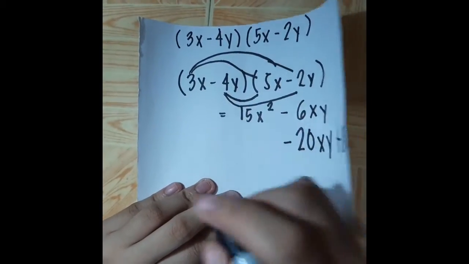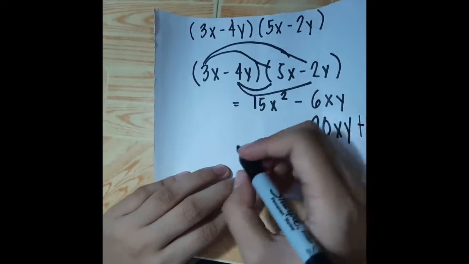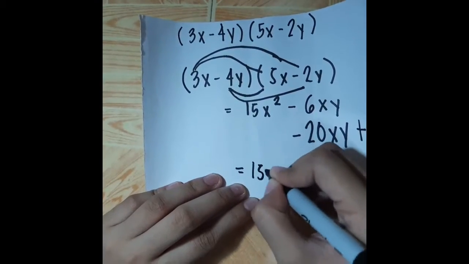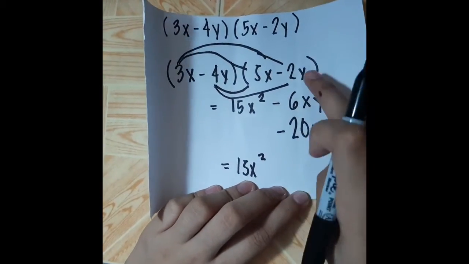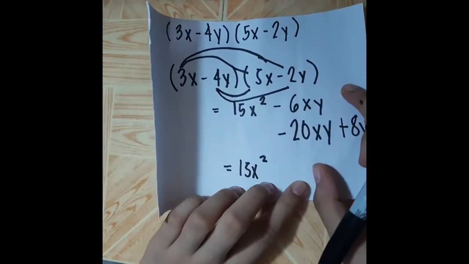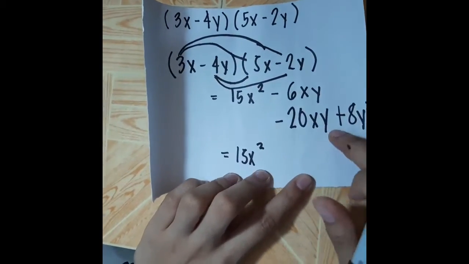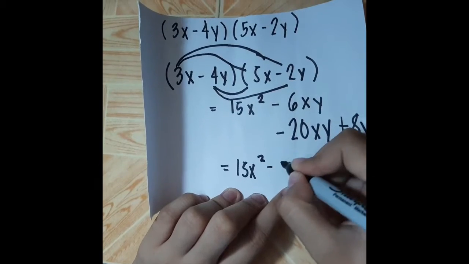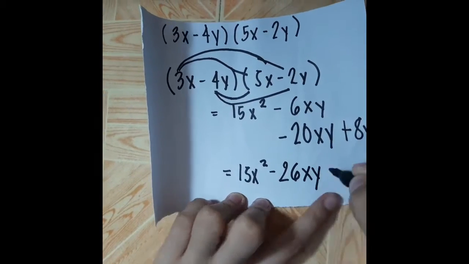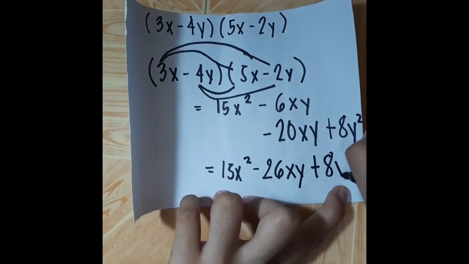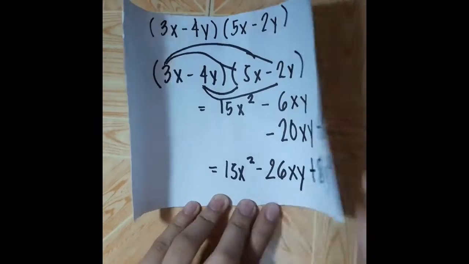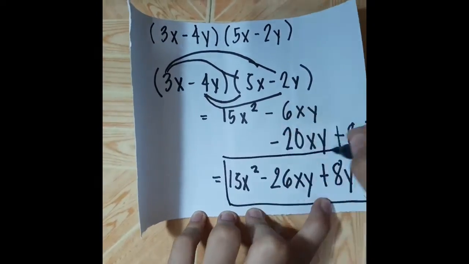Step 2, combine like terms. 15x squared plus negative 6xy plus negative 20xy equals negative 26xy, and copy the plus term, 8y squared. And this is the final answer.